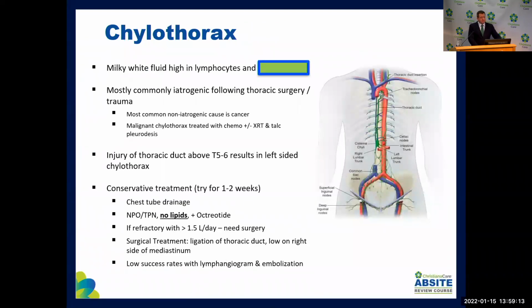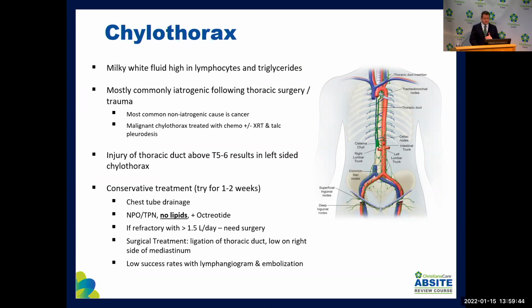Chylothorax, a milky white fluid high in lymphocytes and what? Triglycerides, good. It's most commonly caused iatrogenically after thoracic surgery or trauma. If it's not iatrogenic, then it's probably cancer that invaded into it. So for a malignant chylothorax, you want to treat that by treating the cancer, usually chemoradiation. You could do some talc pleurodesis as well to try to seal off that area.